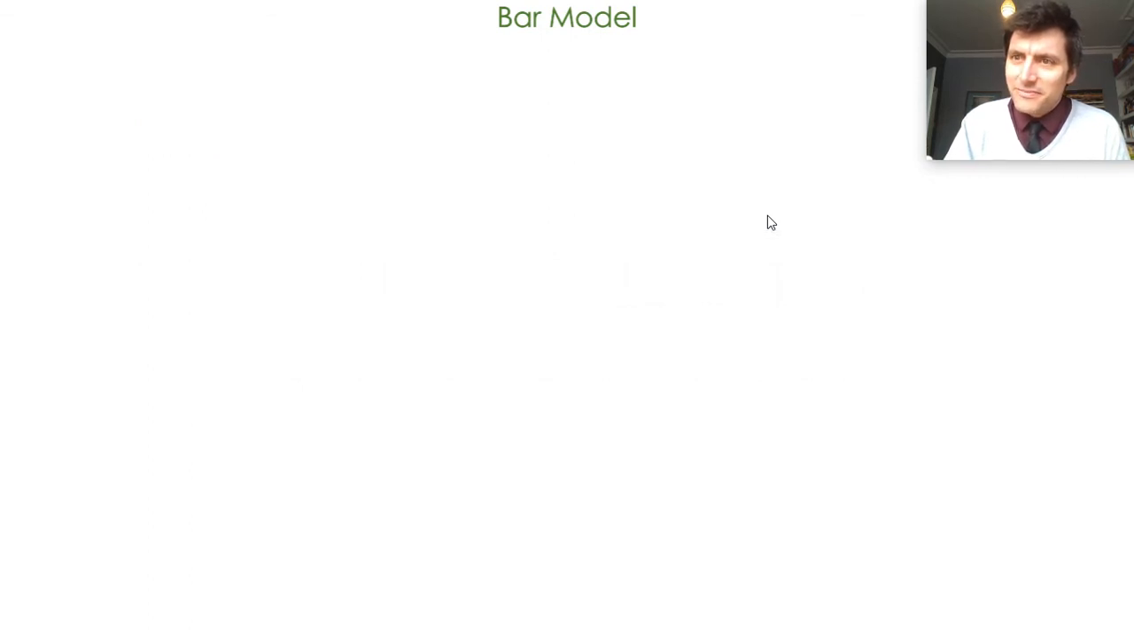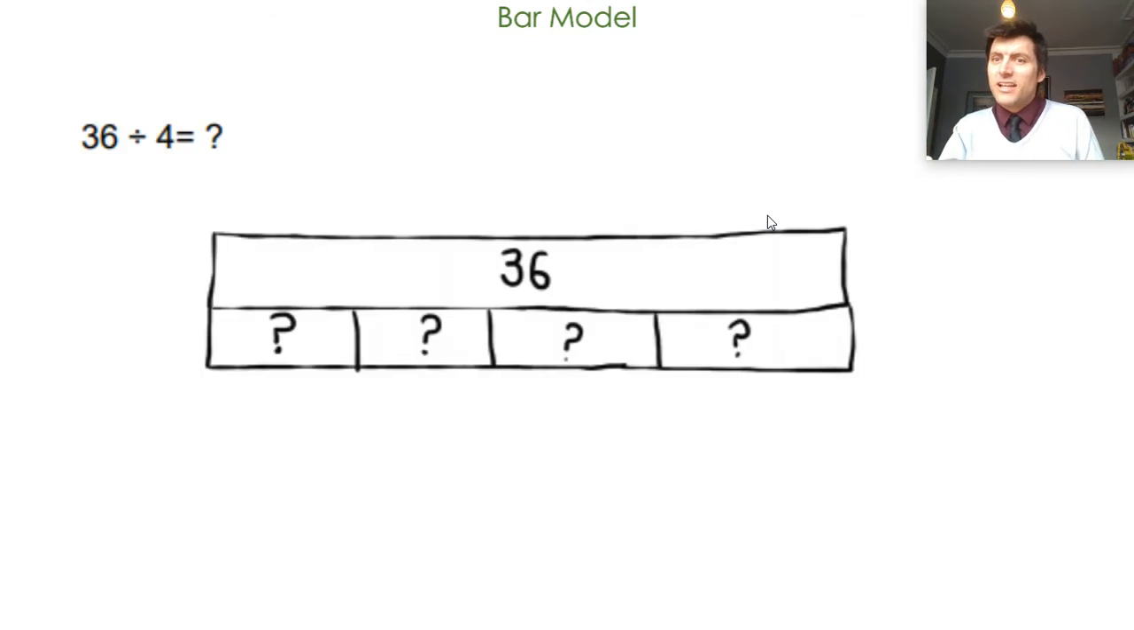You managed to work it out? Those question marks? It's 9, shouldn't it? Because 9 add 9 makes 18. 9 plus 18 makes 27. Plus 9 makes 36. Or, because you're all great at TT Rockstars, you know that 4 times 9 is 36.